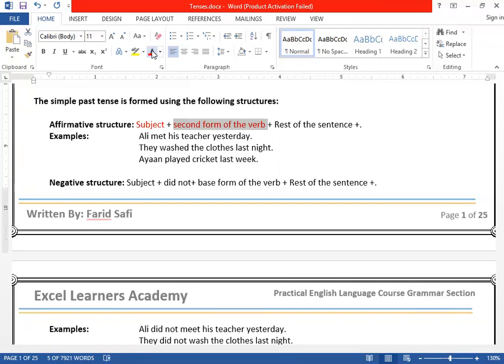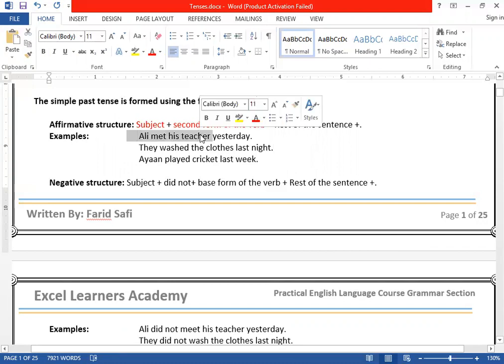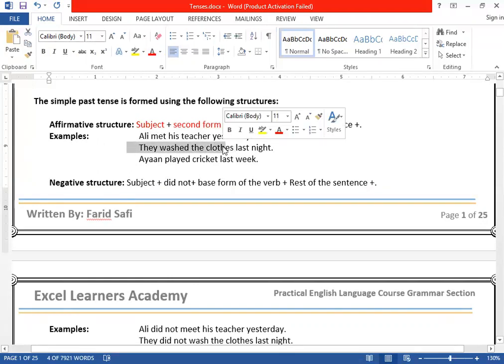So what is important for you is that you need to understand the second form of the verbs. What are the first forms, the base forms, clear? And what are the second forms of the verbs? You need to understand about them, clear? I slept last night. Sleep, slept. Cook, cooked. Clean, cleaned. Clear? So in all cases, take these examples. Ali met his teacher yesterday. Can you see? This is in the past, and yesterday is a specific time. I can say they washed the clothes. When? Last night. Ayan played cricket. When? Last week. Clear? This is the positive structure.